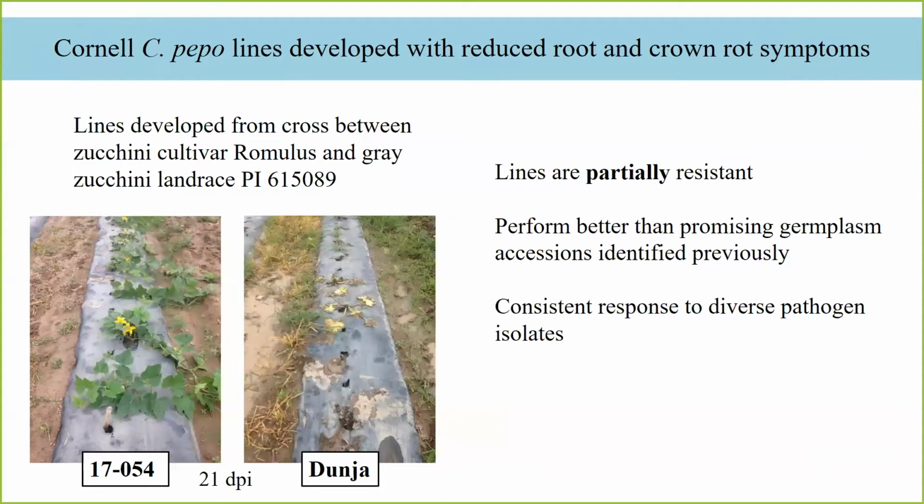And these advanced lines are partially resistant in that the disease progresses more slowly and symptoms are reduced, but we still observe plant mortality on many plants of these genotypes. However, they perform better than the top accessions from a previous study that evaluated several hundred Cucurbita pepo germplasm accessions. I've also challenged these breeding lines with 7 diverse pathogen isolates, and the response to disease is consistent, indicating the absence of any isolate-specific interactions.